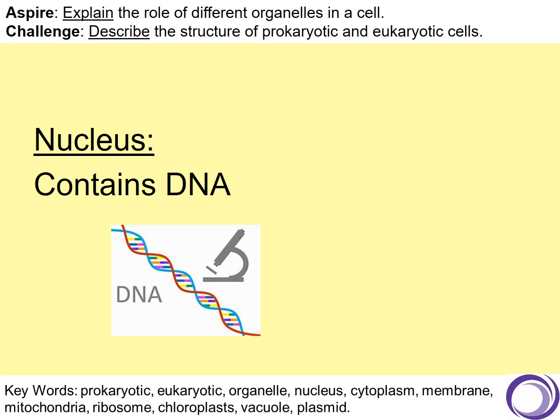So the nucleus, really simple. It contains DNA. Remember we talked about that in prokaryotic cells. They don't have a nucleus, and the DNA is outside in plasmids. Well, the nucleus contains all the DNA in eukaryotic cells. So if you see that picture of DNA, just think nucleus. That's where it's all found.